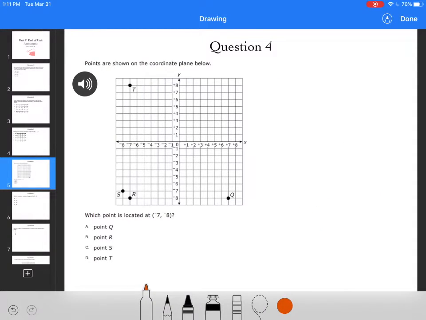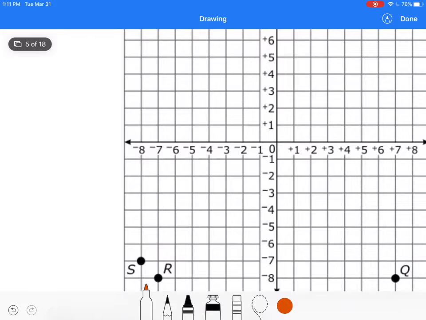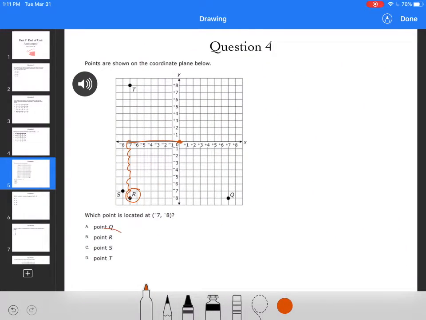Question 4. Which point is negative 7, 8? So I'm going to zoom in on my graph. I start at the origin, which is 0, 0, and I'm going to go over to negative 7. Then I have to go down negative 8. So I count the jumps. 1, 2, 3, 4, 5, 6, 7, 8. So point R is located at negative 7, negative 8.